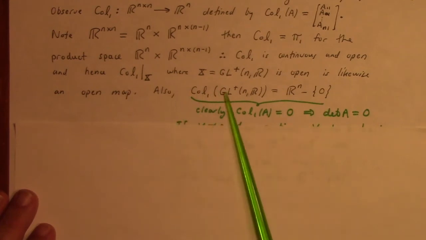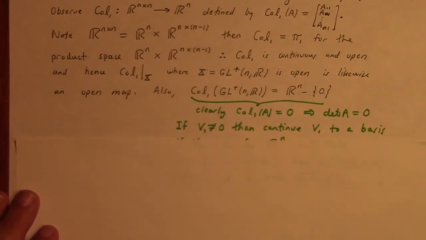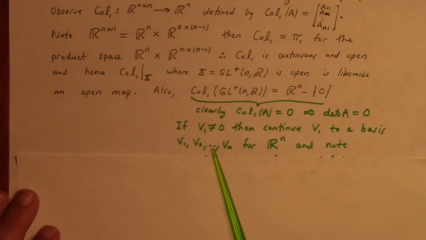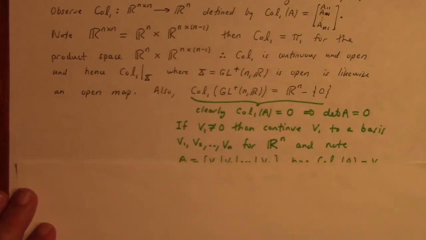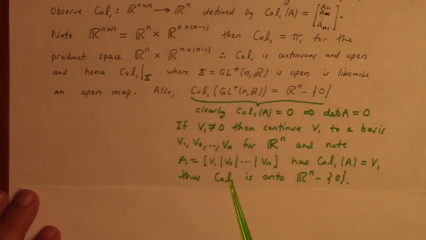That's not entirely obvious. Let me explain why that's true. Clearly 0 can't be in there, because if you have zeros in your matrix, then the matrix is not invertible. So suppose V1 is not equal to 0. Take any V1 not equal to 0, then we can continue V1 to a basis, V1, V2, ..., Vn for Rn, and note that this matrix has column 1 equal to V1, and therefore the column 1 map is onto Rn with 0 deleted.